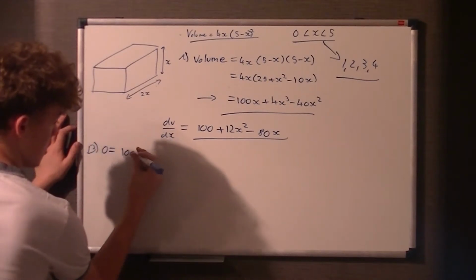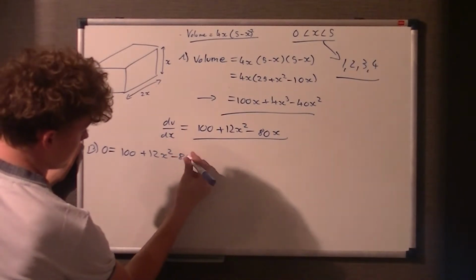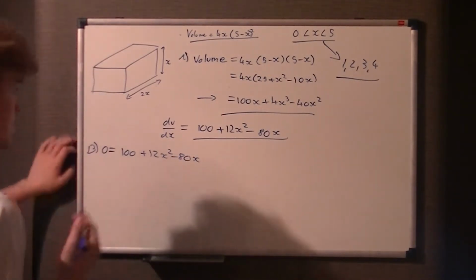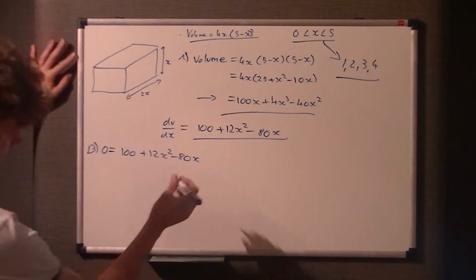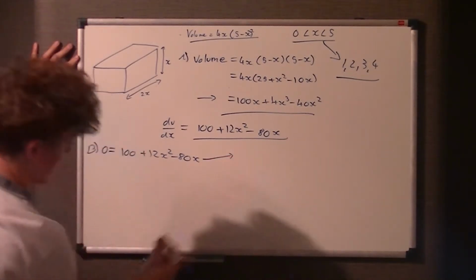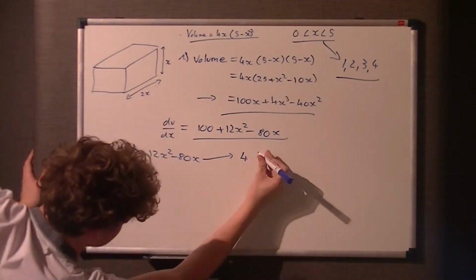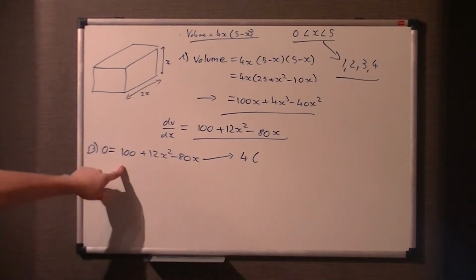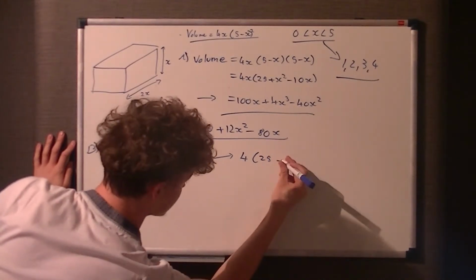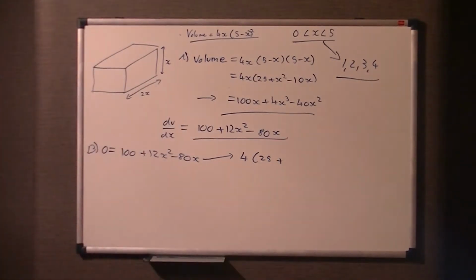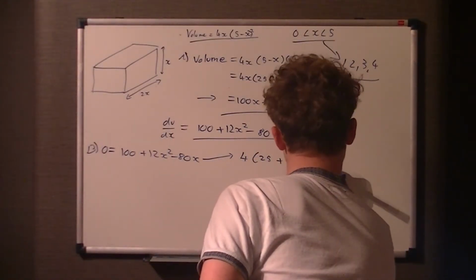So 100 plus 12x squared, it doesn't matter which way around you write this, as long as you get the pluses and minuses, adds and takes, the right way around. And we could divide this all by 4, because 4 goes into all of them. So 4 goes into 100 25 times, so 25. It goes into 12 3 times, so it's still 3x squared.